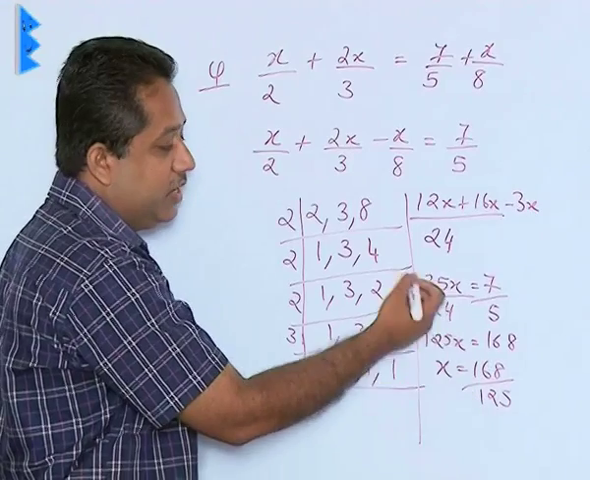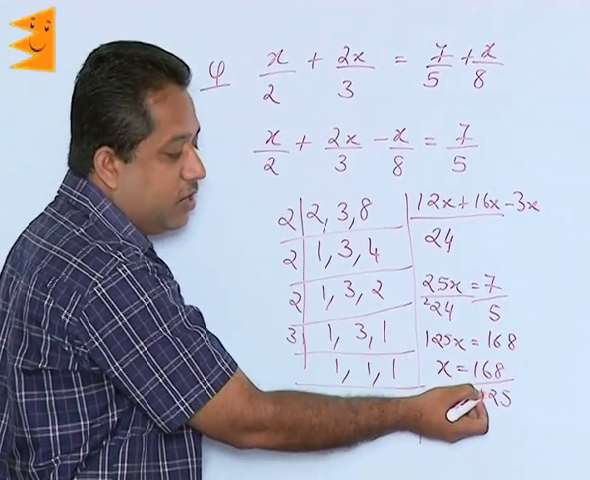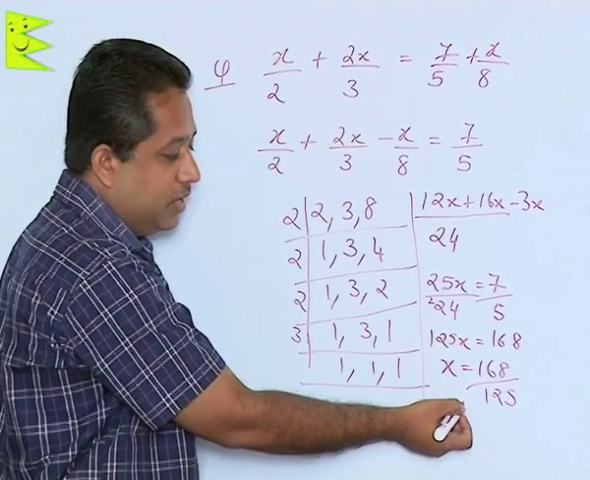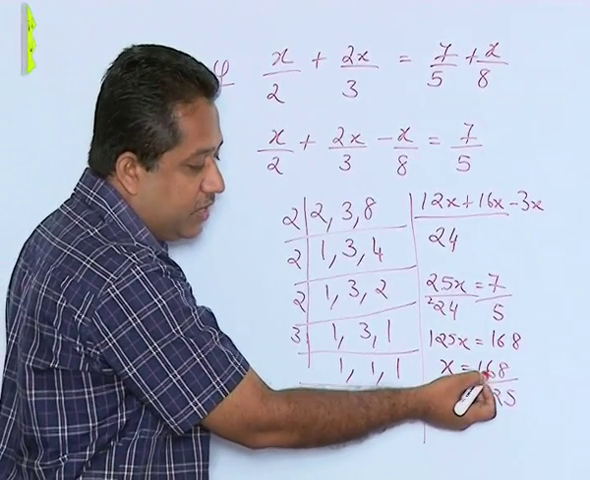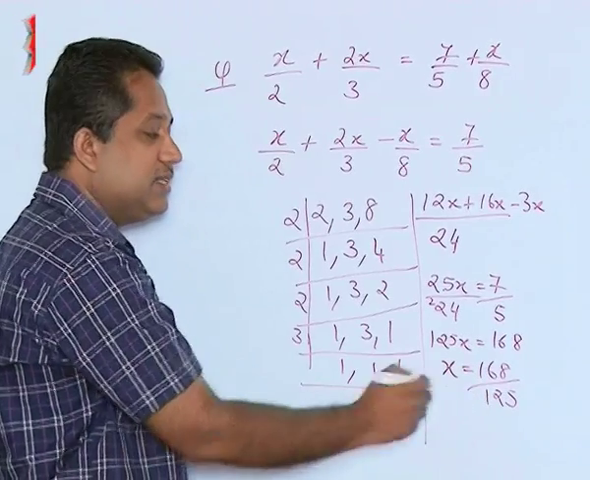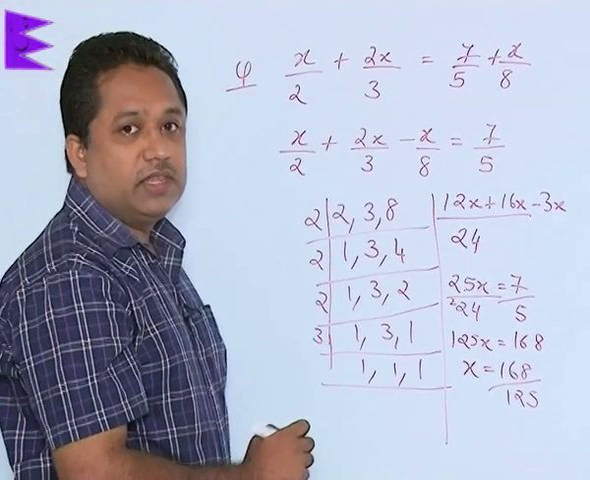Now, as we did before, we can substitute the value of x and verify whether this answer is correct or wrong. And we can also see if there is any common factor in the numerator and denominator, then we will have to cancel that and express the answer in the simplest form.